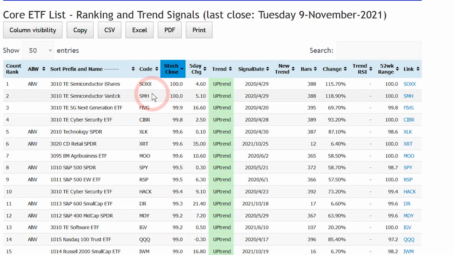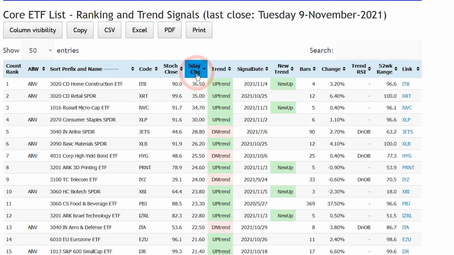And if you look at the strength, we can still see a lot of strength in technology, semiconductors, 5G, cyber, XLK. We go down, cybersecurity again, and then software and QQQ. Now, I do think these ETFs are a bit extended because they've had big runs in the last 2 months. But there are some other ETFs that have really improved. And we can look at the 5-day change for the StochClose, and we can see the biggest gainers as far as the StochClose value is concerned.